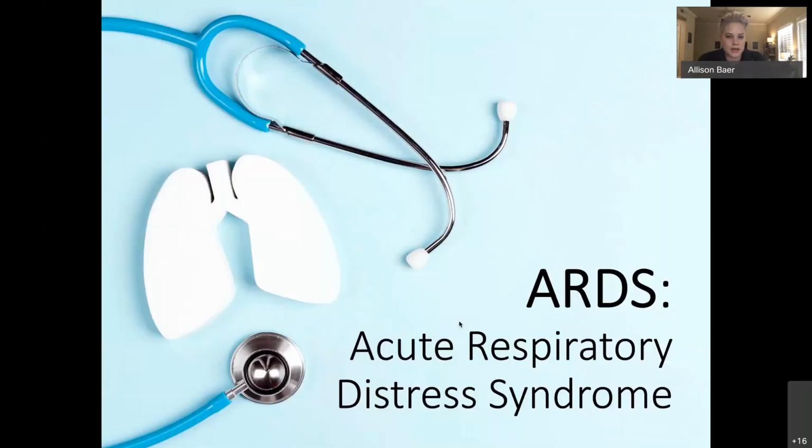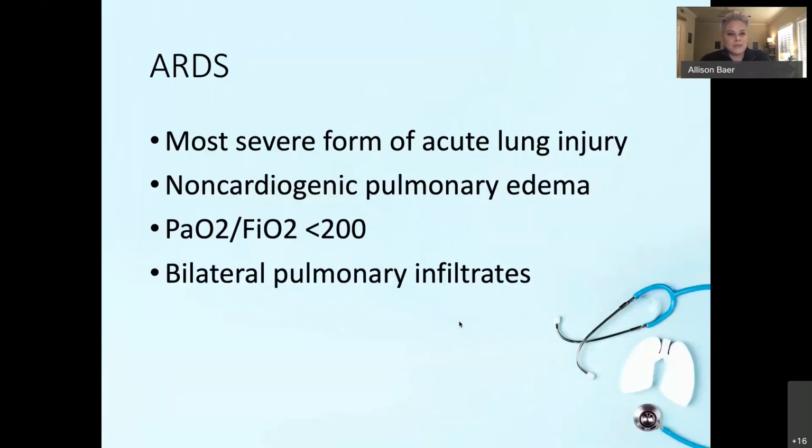So ARDS, acute respiratory distress syndrome. Sometimes you might see this as PARDS, pediatric acute respiratory distress syndrome. And I've seen some places try to call the A adult, but it stands for acute, and in all the review materials, at least for the pediatric CCRN. But this is the most severe form of lung injury.